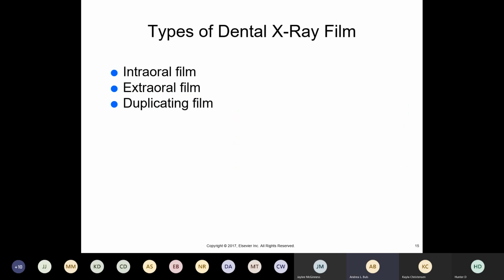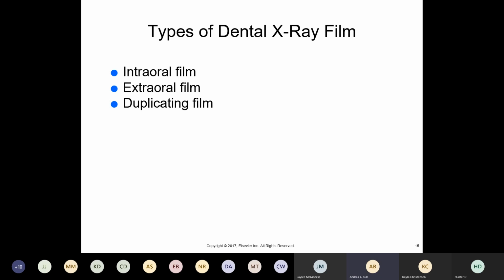Okay, so there are different types of dental X-ray film, which we have talked about a little bit in lab. The only one of these that we haven't talked about is duplicating film. Intraoral film comes in a sealed pack. Extraoral film does not, and it's handled a little bit differently. Intraoral and extraoral film are both double emulsed. They have that emulsion on both sides. Duplicating film is exactly what it says it is.